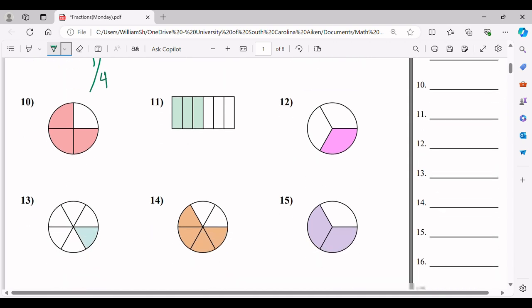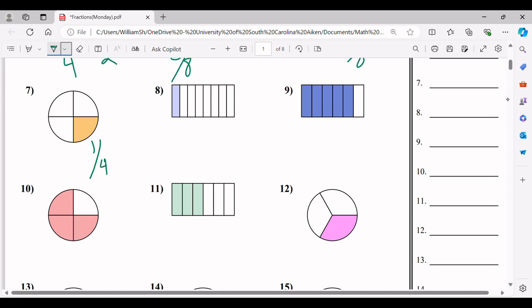Okay. All right. Now let's look at 8. Now 8, back to rectangles here. We have 1 piece shaded. We have 1, 2, 3, 4, 5, 6, 7, 8 pieces overall. So we have 1/8. Look at 9. Like I said, hopefully this part goes really, really fast and simple for you. Easy, conceptual. You can see it shaded in. You can see the pieces and parts of it that are done. Number 9 is 1, 2, 3, 4, 5 shaded over 6 overall.